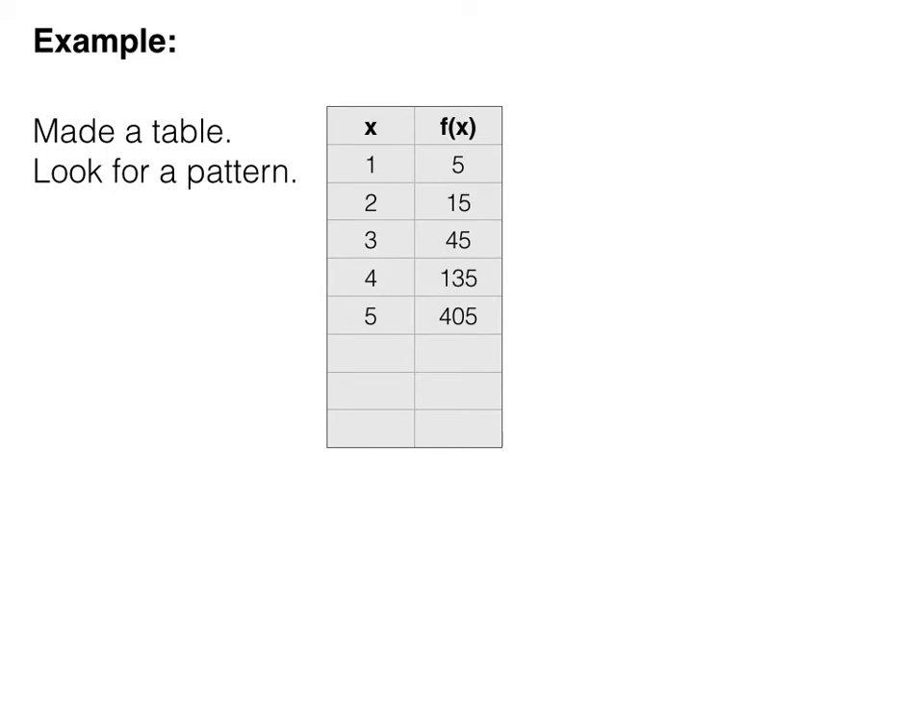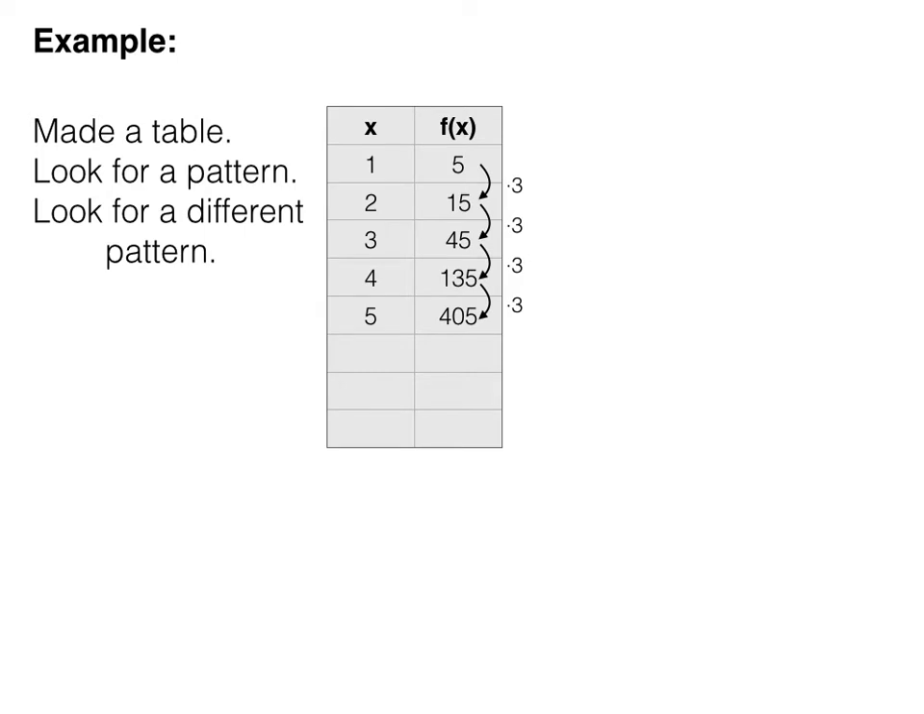So I see the f of x values go 5, 15, 45, 135, 405, plus 10, plus 30, plus 90, plus 270. So there wasn't much there. Didn't really see a pattern there. So let's look for a different pattern. Times 3 also works. 5 times 3 is 15. Times 3 times 3 times 3. Great. We have times 3 over and over and over again. So we know that that's a pattern that might be useful to us.